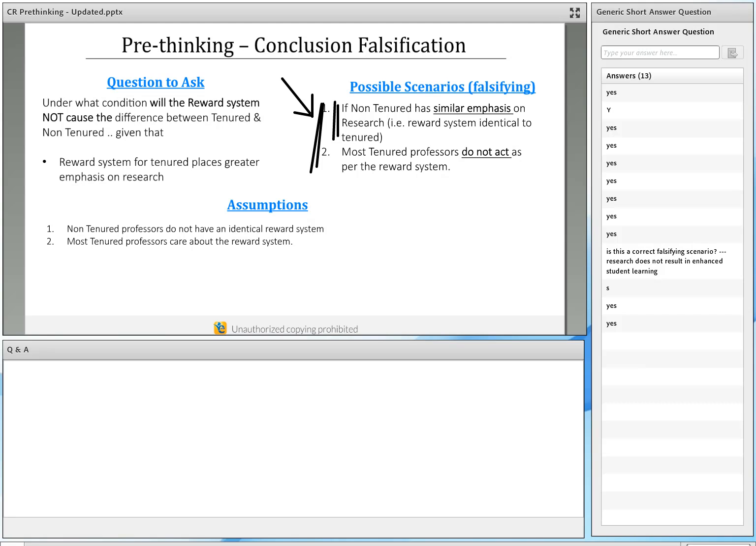But I want to answer one question before Anku's question. He says, do we need to find all the falsifying scenarios, or is only one good enough to reach answers? Just one is fine, Ankur. Good question again. So let's figure out this falsifying scenario that I think Andrew put in over here. He says research does not result in enhanced student learning.